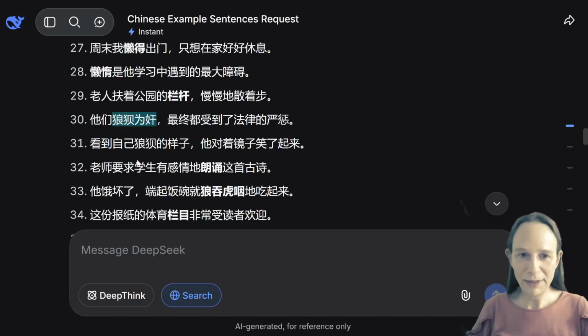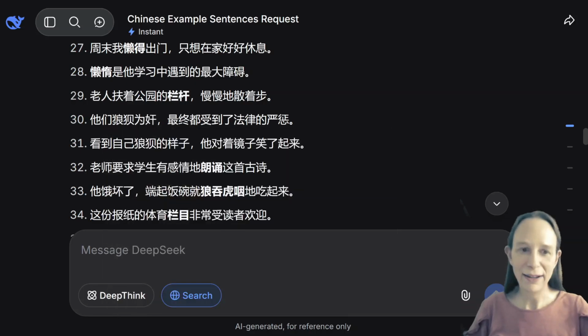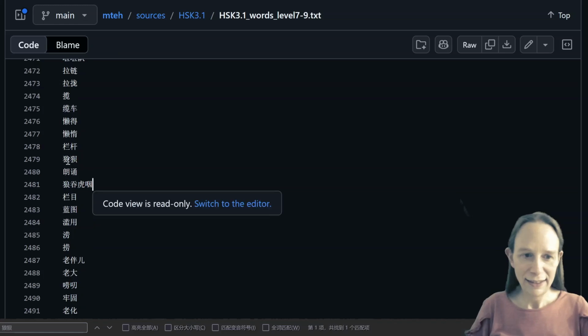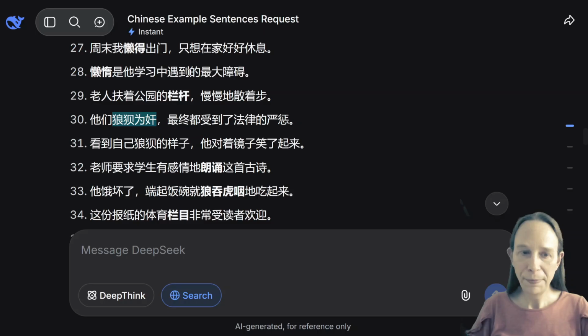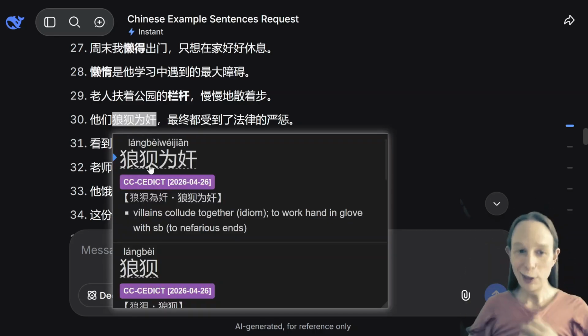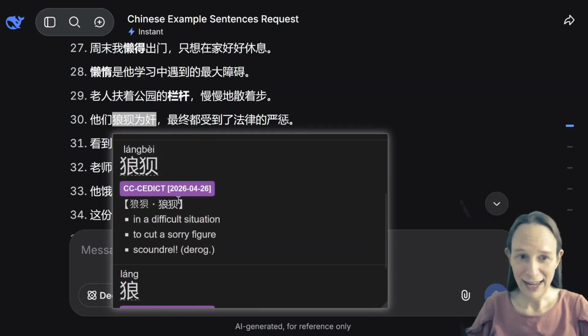What is the word we're meant to be learning? It's not in bold. 狼狈为奸. Okay. Is that what we're meant to be learning? Maybe it's just, yeah, 狼狈. 狼狈, so lang is the word for wolf, right? 狼狈, I don't know why. This sort of difficult situation.